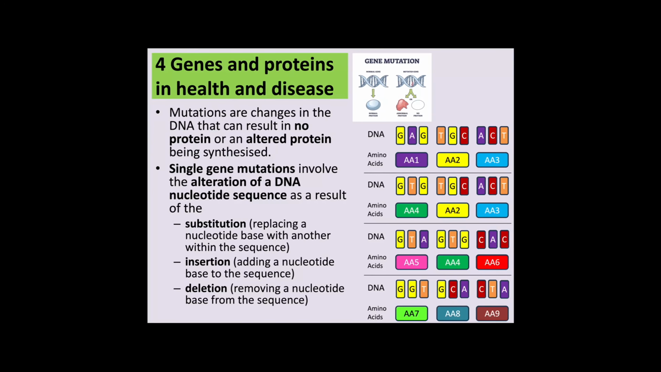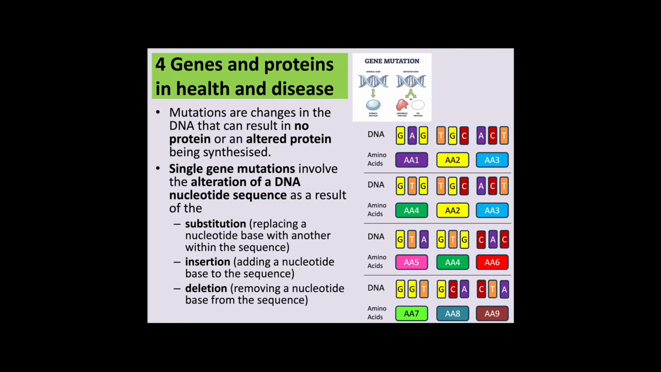We learned about them being a random change in the genetic material at Nat 5. At Higher, there's just a slight alteration to that. We say mutations are changes in the DNA that can result in no protein or an altered protein being synthesized. Okay, so either no protein or an altered protein being synthesized.